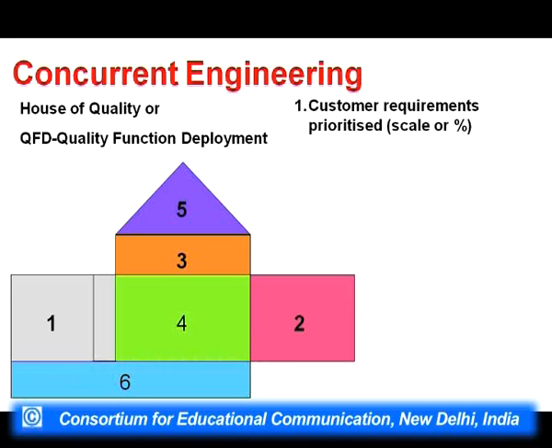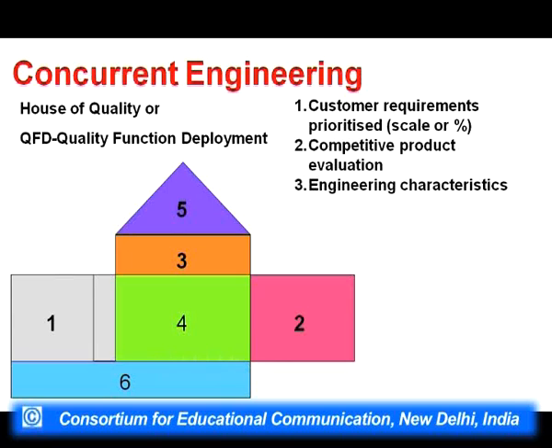The first one, number 1, is customer requirements, prioritized; scale or percentages are mentioned. So, 1 gives the customer requirements, and number 2 gives a competitive product evaluation. Number 2 is the competitor's product available in the market, and their evaluation is written in the form of the matrix in number 2 position. And next is engineering characteristics, and these are given at the top, and this again is in the form of a matrix.